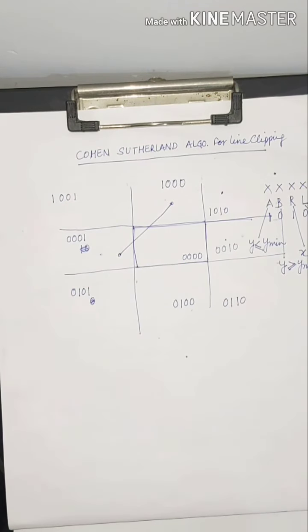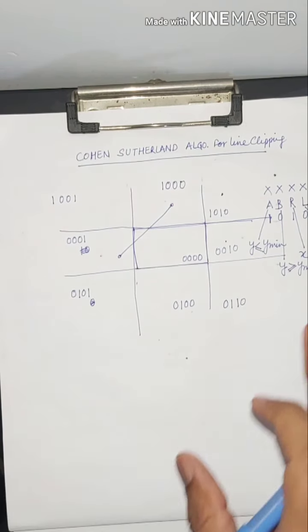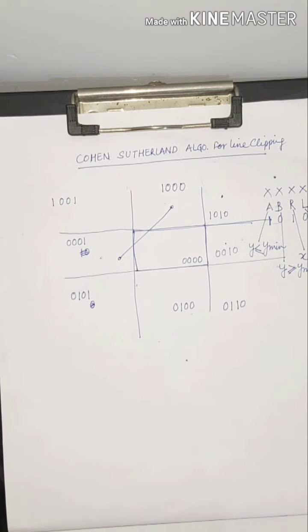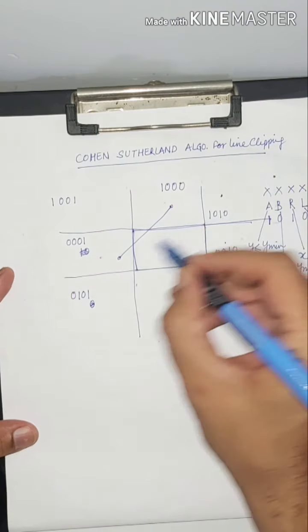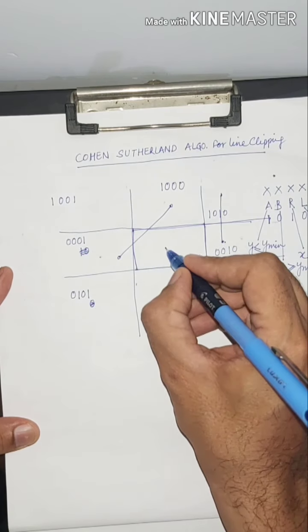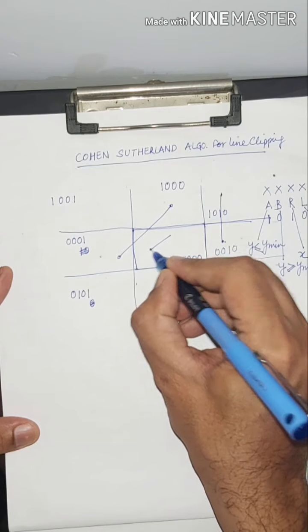So now the first step is achieved, that the regions are assigned codes. Now when you are given a line, suppose you are given this line, I take a few examples. Let's take this line.